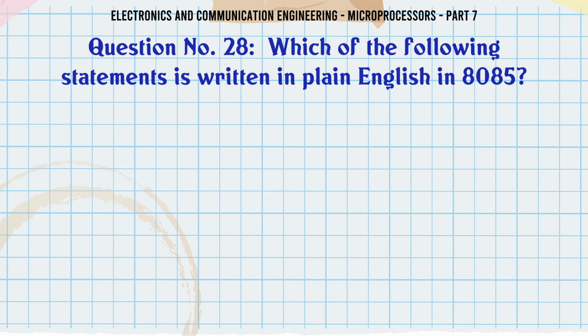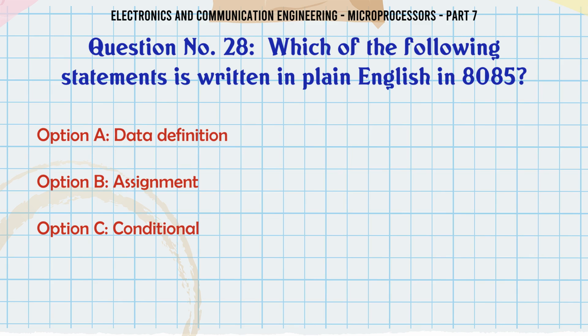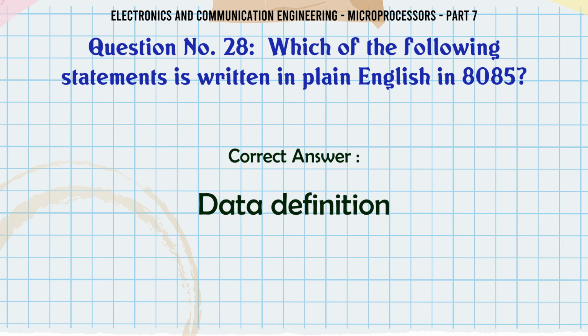Which of the following statements is written in plain English in 8085? A. Data definition. B. Assignment. C. Conditional. D. Repetitive. The correct answer is data definition.